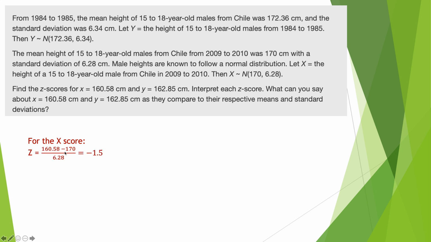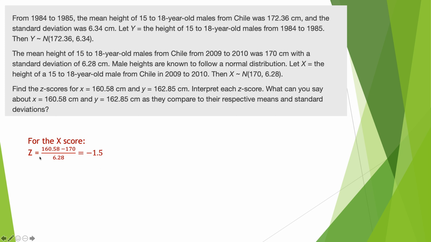It's the x score minus the mean, which was 170. So the x score they give us is 160.58. There it is. I put it in, minus 170, because that's the mean, that's the next part of the formula, over the standard deviation, which is 6.28. Maybe I should have really shown you the formula on this. I'm sorry for not doing that, but you've seen it a bunch and you do have a reference of it.